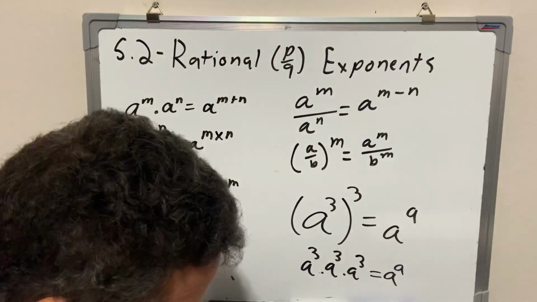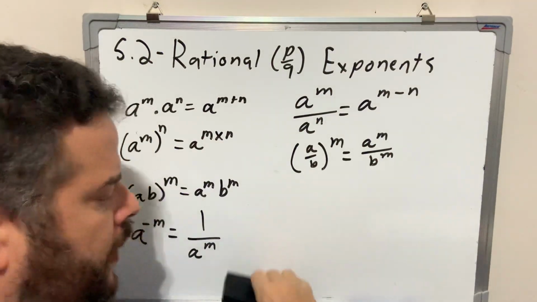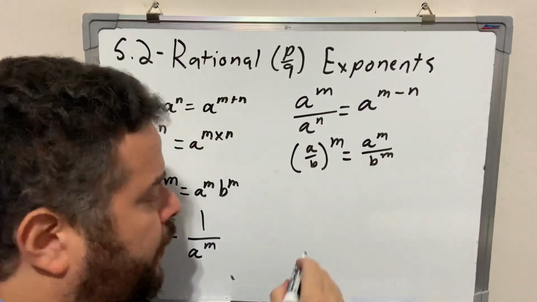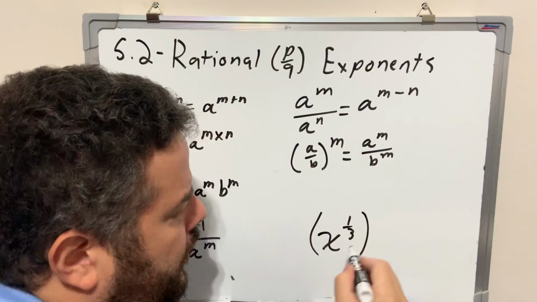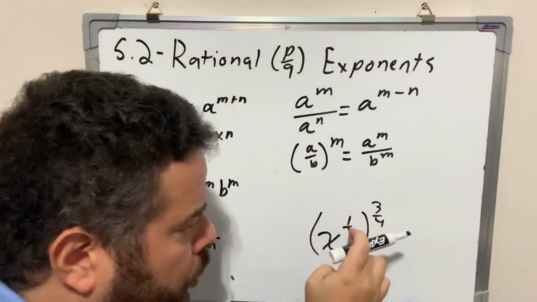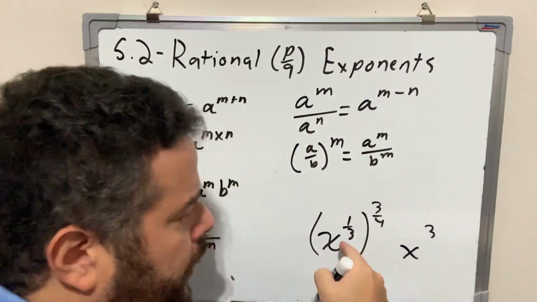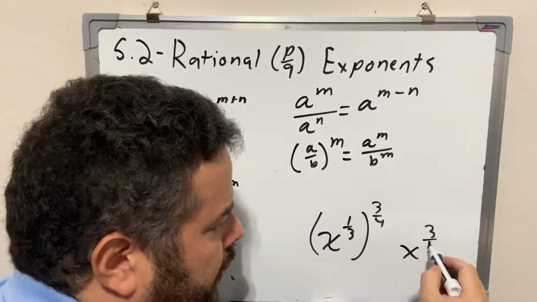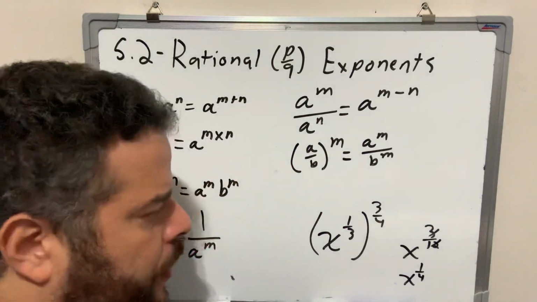So, power of a power, you multiply. Exact same thing applies to fractions. X to the 1/3 to the 3/4. You multiply this times this. Numerator times numerator gives you 3. Denominator times denominator gives you 12. You simplify: x to the 1/4.